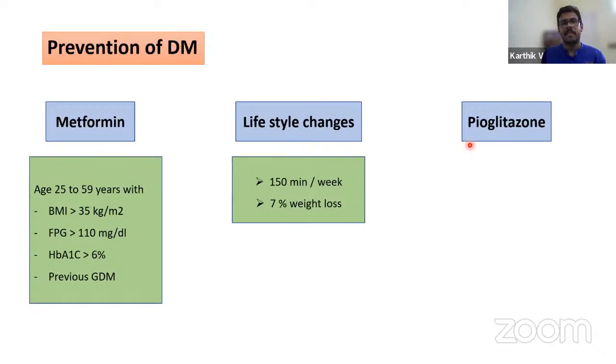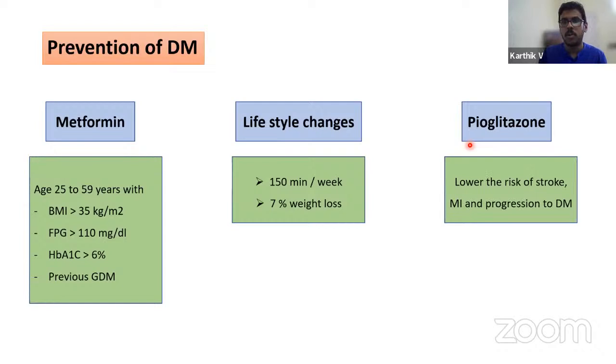So what is the utility of pioglitazone? Although it has backing from evidence for delaying the diabetes onset, ADA recommends pioglitazone only to lower the risk of stroke and myocardial infarction. Although it has an effect in reducing progression to DM, the primary aim of pioglitazone in a pre-diabetes individual is to lower the macrovascular events, because it has been well documented that the patient need not progress into overt diabetes mellitus to develop macrovascular events. It can occur even at the stage of pre-diabetes. So pioglitazone, from the available evidence, has been found to be useful in that regard.